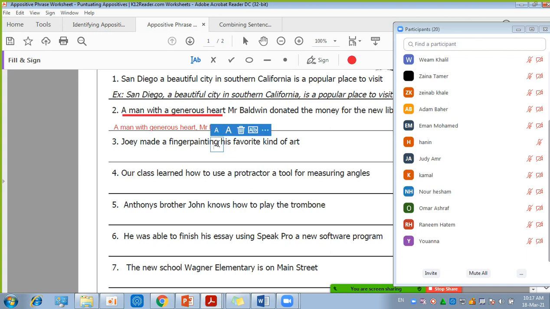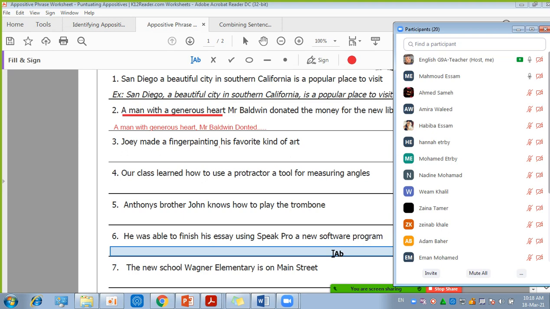It will be here. He made a finger painting, his favorite kind of art. He is telling you that finger painting here, this is his favorite kind of art. So the essential part here is Joy made a finger painting. He drew a painting using his finger, and the non-essential is that this type of art is his favorite kind. Got it or not? Yeah. Okay.